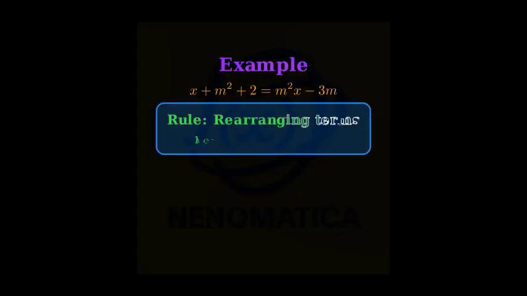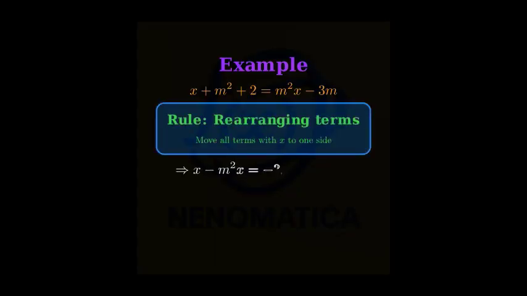Today, we'll solve an algebraic equation by following a precise algorithm step by step. Let's consider the following equation. x plus m squared plus 2 equals m squared times x minus 3 times m. We need to find the values of m, for which this equation has infinitely many solutions. Let's start solving this step by step. Let's begin with our first step.